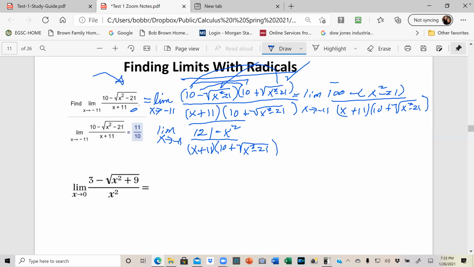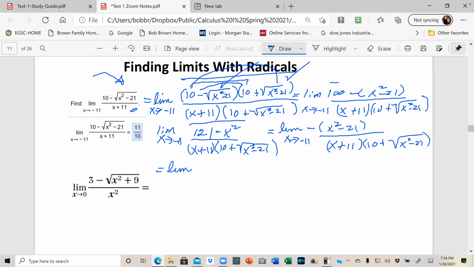Now notice, this looks like x squared minus 121, except it's the negative of it. So that's minus x squared minus 21, divided by x plus 11, times 10 plus the square root of x squared minus 21. And now we're going to have to factor again. This is getting a little more involved, but it's all going to fall out. X squared minus 1, I'm sorry, this is 121. So x squared minus 121 is x plus 11 times x minus 11.